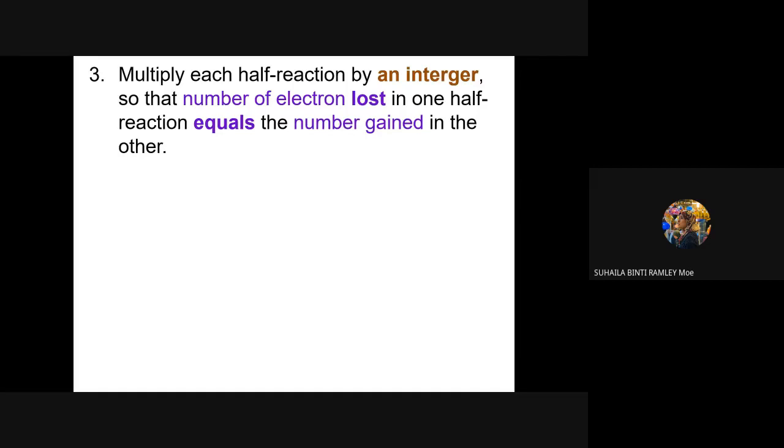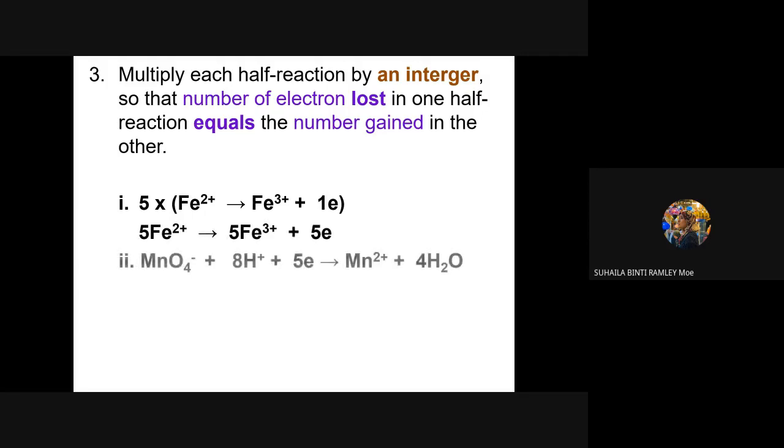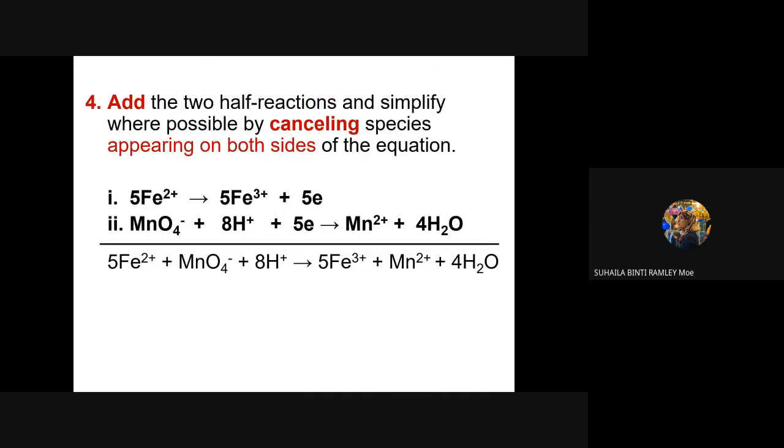Okay, multiply both by integer supaya kita boleh cancel out the electron. Okay, so tadi kita ada 5 electron untuk second equation. So kita times 5 untuk first equation. So we get that equation. Okay, this electron, 5 electron, pada sebelah kanan dan kita akan cancel out electron. Untuk second equation, electron ni di sebelah kiri. So kita akan totalkan these two half equation untuk jadikan dia one redox equation yang sudah balance. Okay, by cancel out the electron, right and left.